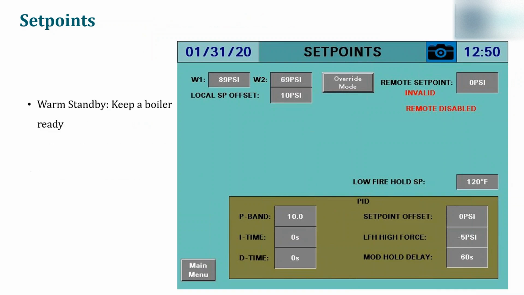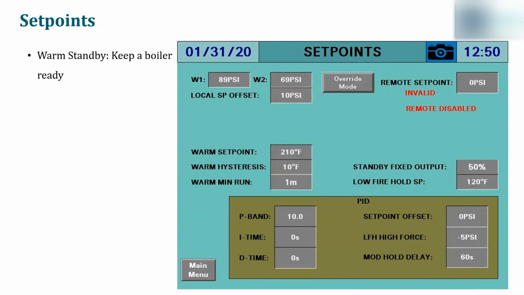So back to our set point screen. Warm standby is an option that you can turn on in the system setup screen. And when you do so, you have all of these other options that come on in the set points menu. Now, warm standby is basically the ability to keep a boiler ready. It's like having a batter in the on-deck circle. You don't have to wait for him to warm up before he goes to bat because he's already warmed up and ready to go.